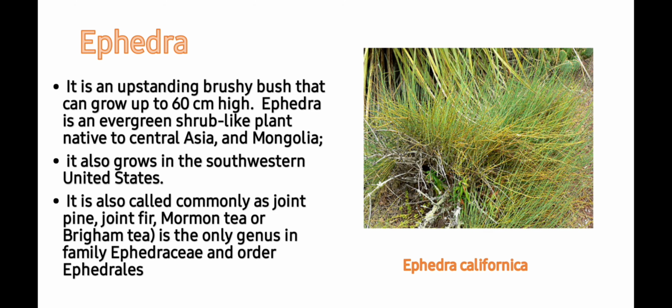Ephedra is an evergreen shrub-like plant native to Central Asia and Mongolia. It also grows in the southwestern United States and is commonly called joint pine, joint fir, Mormon tea or Brigham tea. It is the only genus in family Ephedraceae and order Ephedrales.